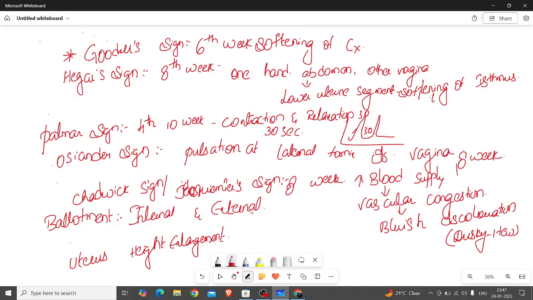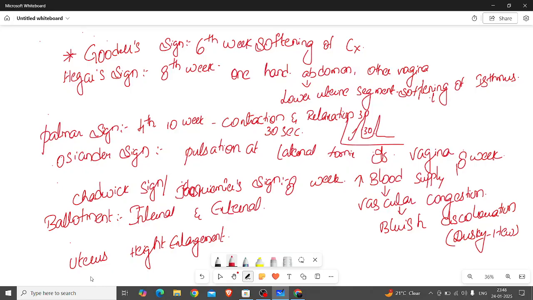And external ballottement means we need to place the pregnant lady on the table, and both hands are kept on the two lateral sides, and by using one hand, slight pressure must be applied, and the baby will be moved to the other side, where we had already kept the other hand. So the baby touches that other part of the stomach and rebounds to its normal position.